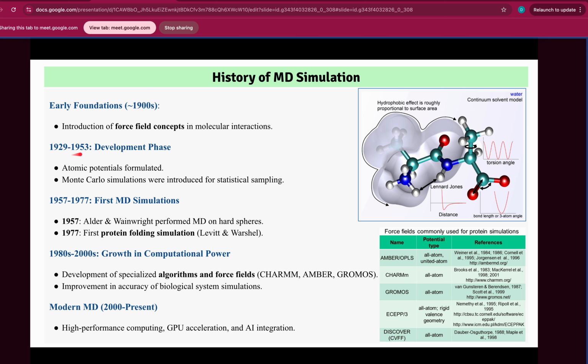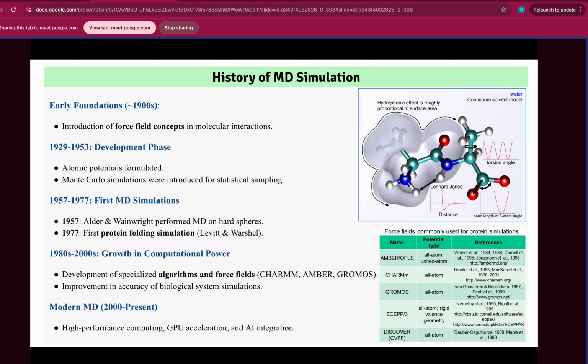Now, in 1929 to 1953, it was a developmental phase for MD studies, in which atomic potentials were formulated. Monte Carlo simulations were also introduced for statistical sampling. Then in 1957 to 1977, the first MD simulations came up. There were two scientists, Alder and Wainwright, who performed MD on hard spheres in 1957, and then in 1977, the first protein folding simulation was given by Levitt and Warshel. Later, in the 1980s to 2000s, there was growth in computational power when multiple computational resources came up.